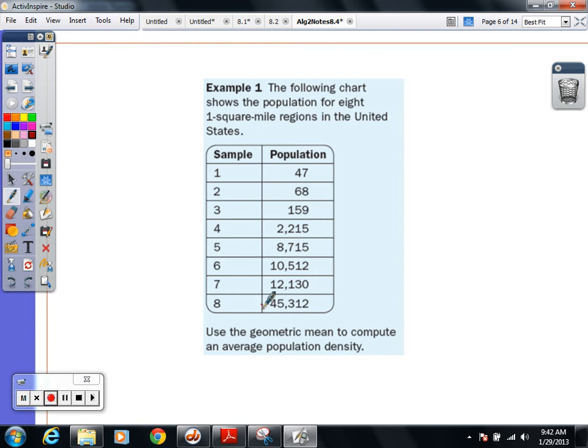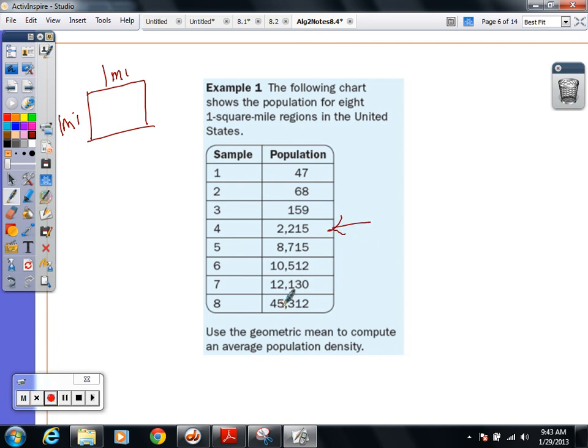Here is an example. The following chart shows the population for 8 one-square-mile regions in the United States. I really think that this chart is pretty cool. One square mile, so we're talking about 1 mile by 1 mile, little squares. I like to think of maybe Jerseyville here. If you take a sample right out of the middle of Jerseyville, you're going to get a pretty large number of how many people live in that square mile.